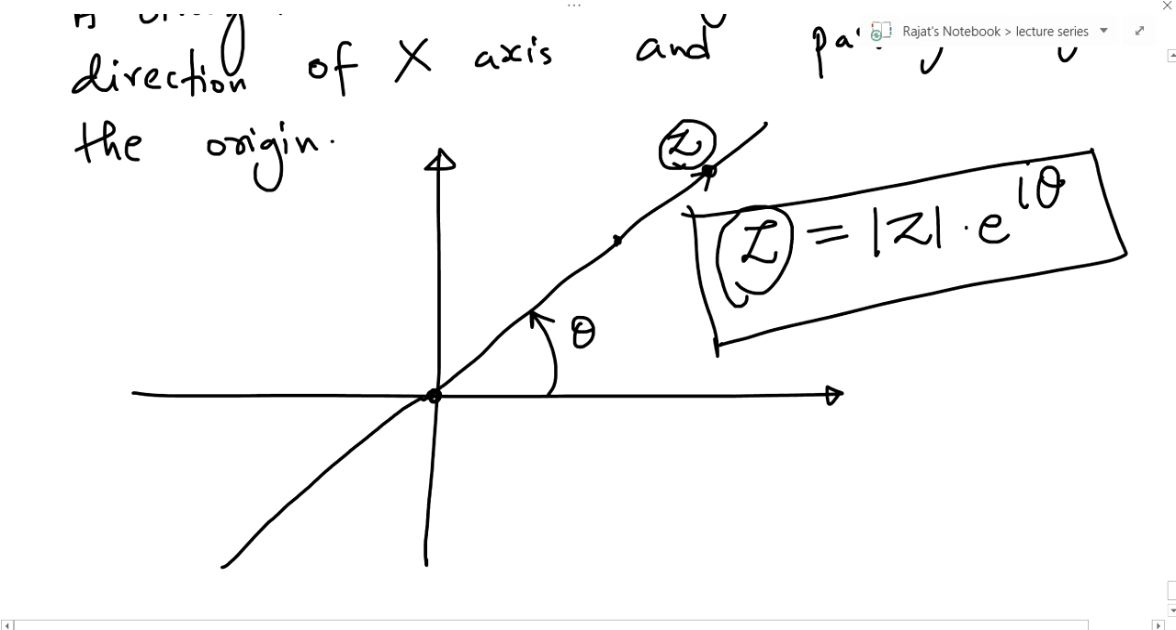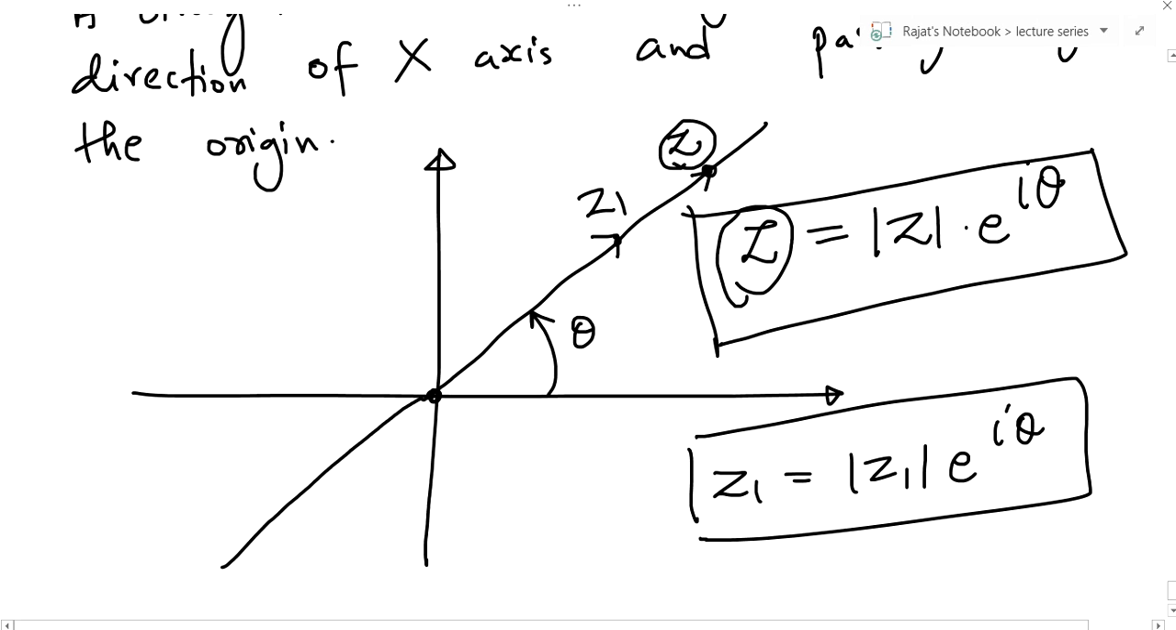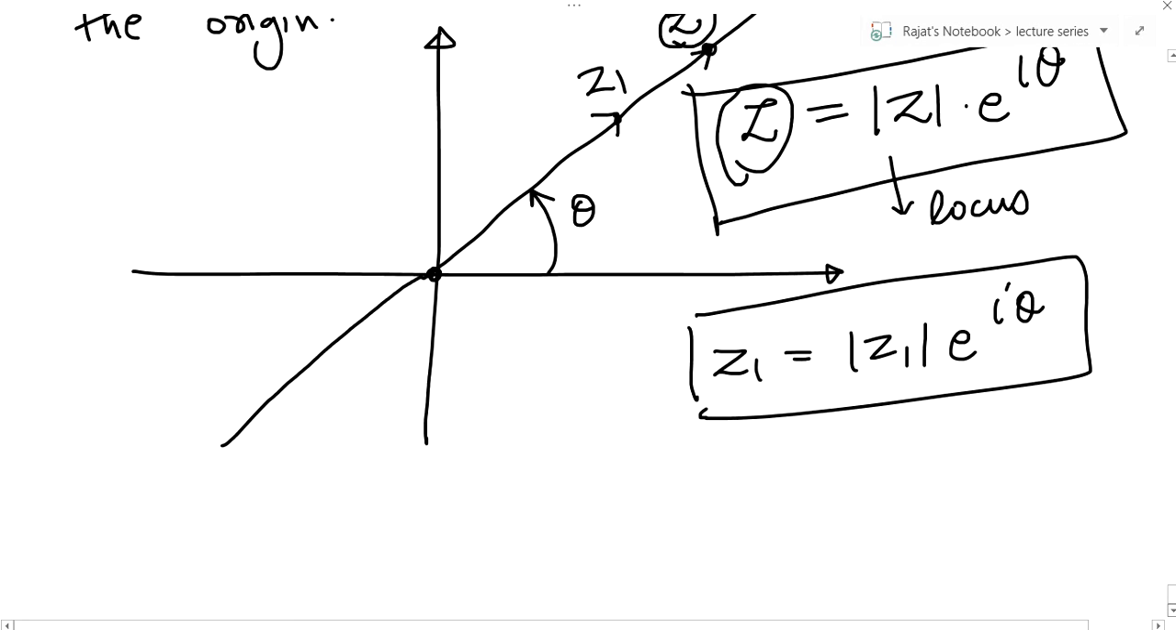Suppose the point is here, then it will satisfy this equation. If you put that point, let us say z1, in this equation you'll get z1 is equal to mod z1 e to the power I theta, so it is satisfying. Okay, so this is the locus. So locus of a straight line which is making an angle of theta with the horizontal and passing through the origin is nothing but z is equal to mod z e to the power I theta.